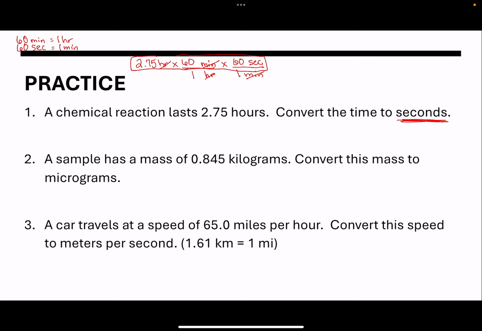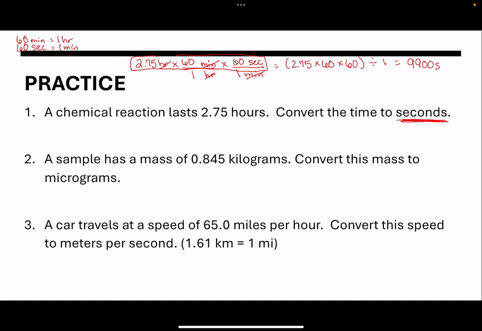So in your calculator, you would type in 2.75 times 60 times 60, and then that is going to be divided by 1 times 1, which is 1, which we know anything divided by 1 is itself, but I wanted to type it in so you could see where everything was coming from. And if you do that, you should get 9,900 seconds.